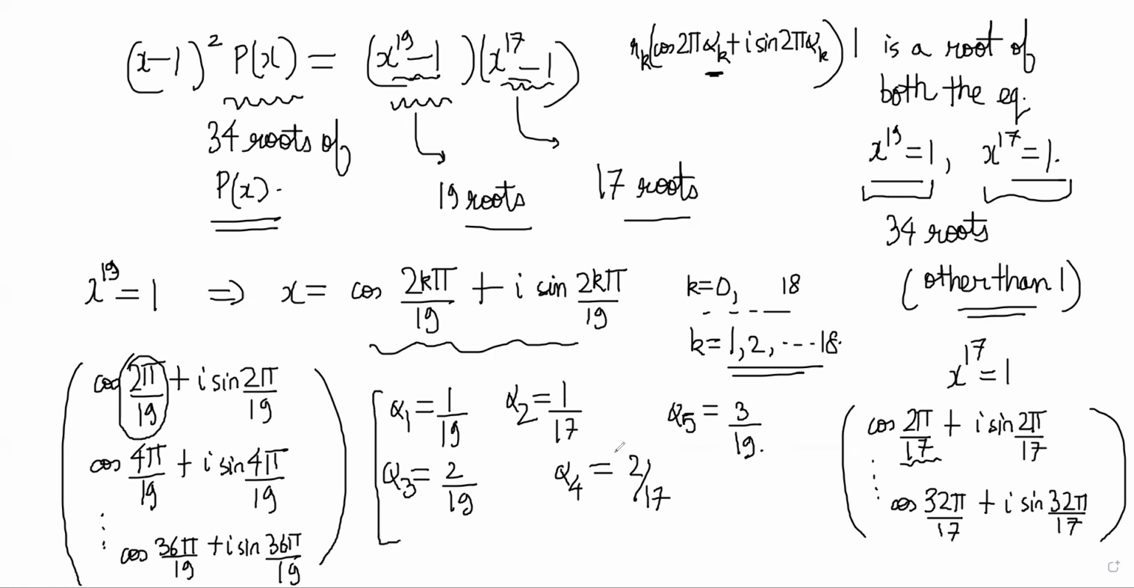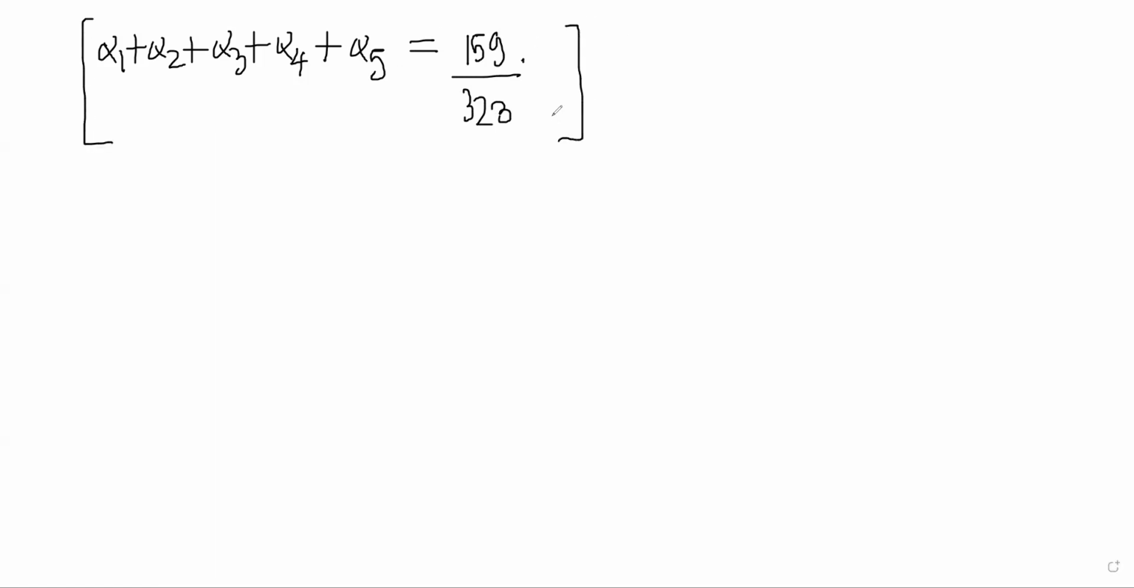So what we have to do is add up all of this: alpha 1 plus alpha 2 plus alpha 3 plus alpha 4 plus alpha 5. The answer will come out to be 159 by 323. You can sum it up and check whether this is happening for you or not. So that is the solution of the first question. It was a simple question where we have to find out how the roots of the overall polynomial will come.